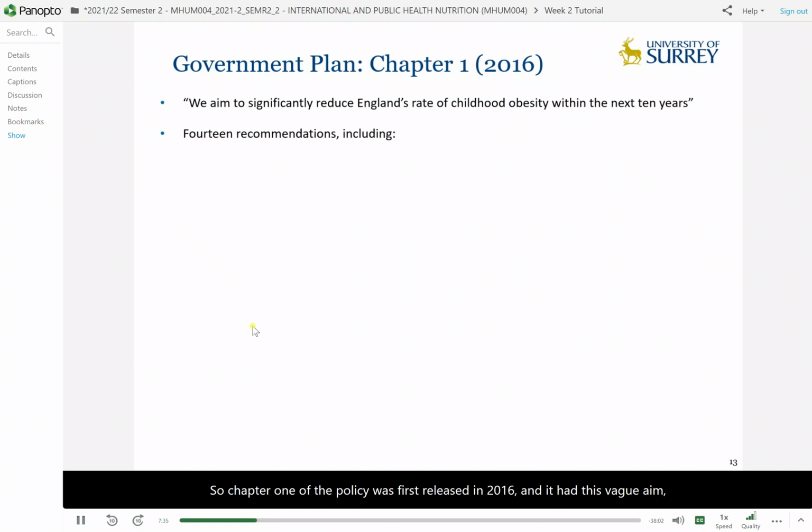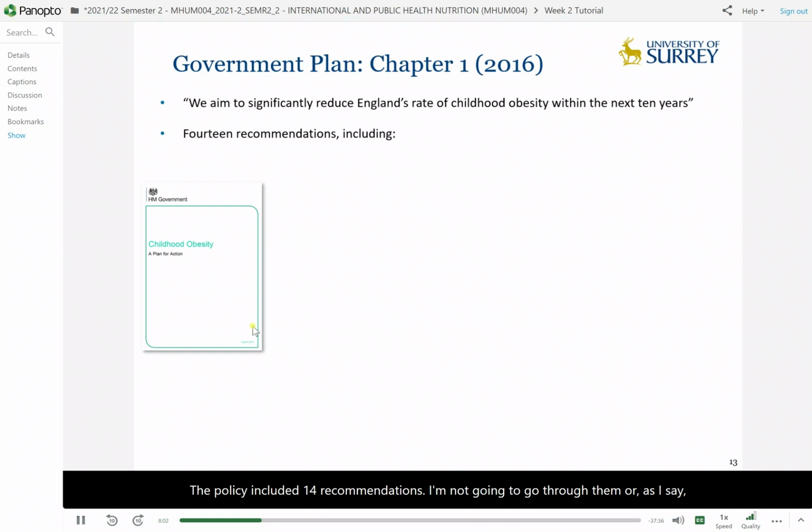Right, so chapter 1 of the policy was first released in 2016, and it had this vague aim, which was to significantly reduce the rate of child obesity within the next 10 years. And I say vague because although it was quantified within a time frame, the word significantly wasn't quantified, so there was no number given to how much of a change they were hoping or expecting to see.